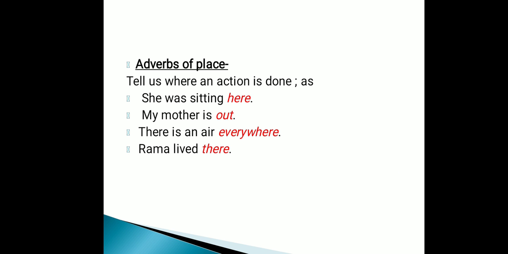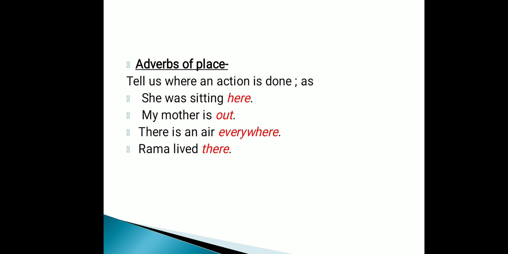Next, adverbs of place. Adverbs of place tell us where an action is done. Such as, see the example, she was sitting here. My mother is out. There is air everywhere. Rama lived there. She was sitting here. Where was she sitting? The answer is here.